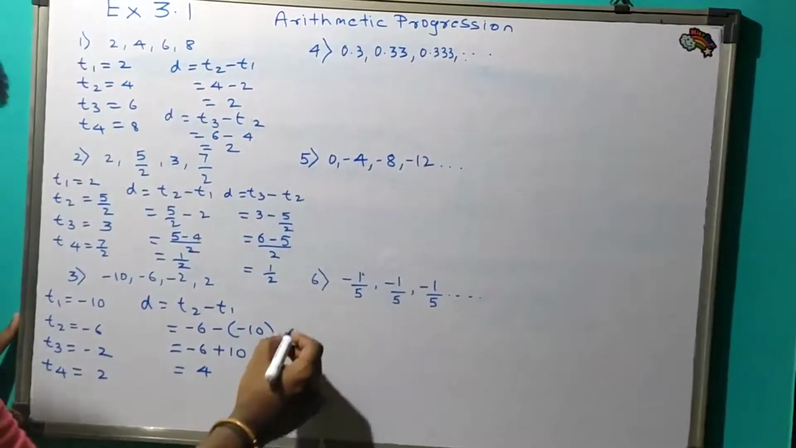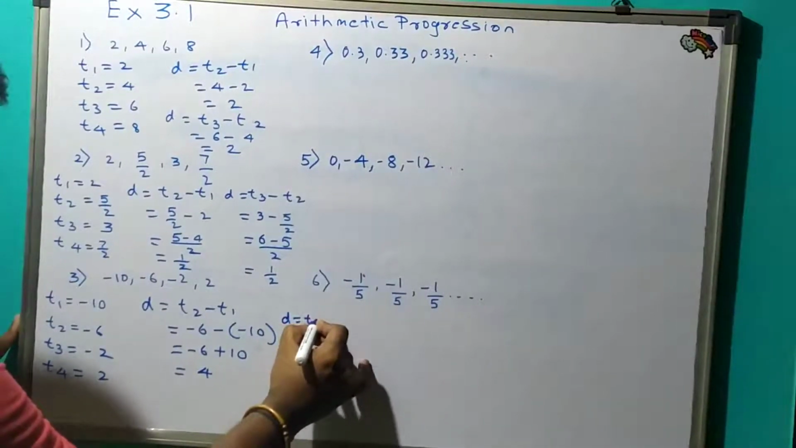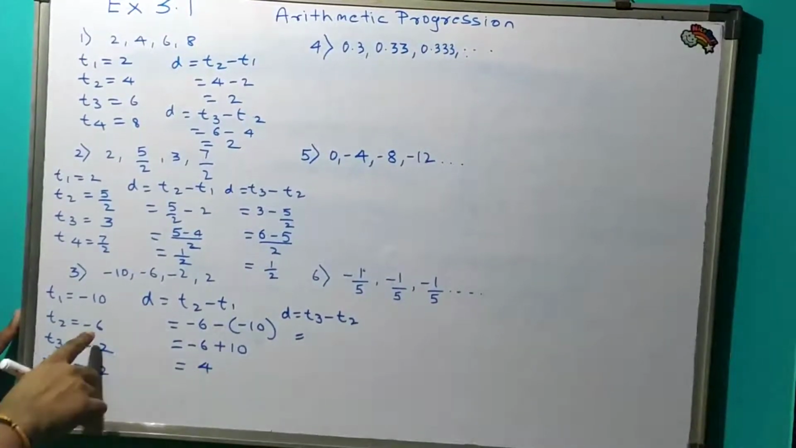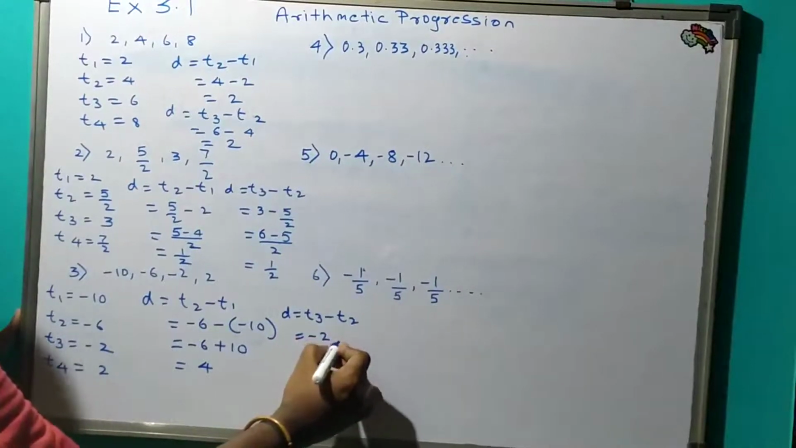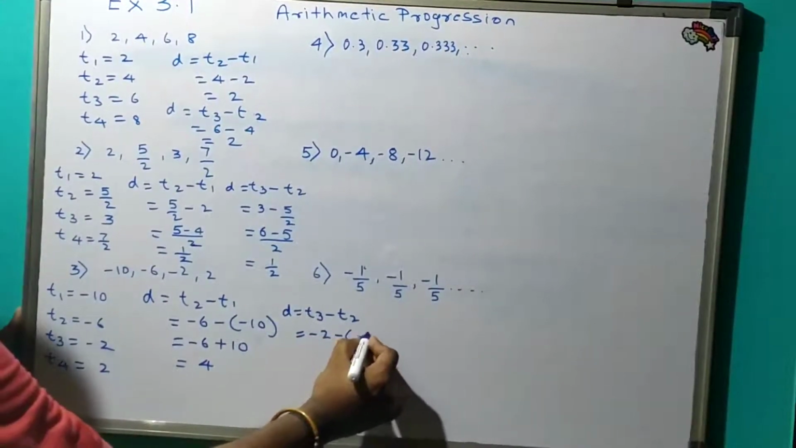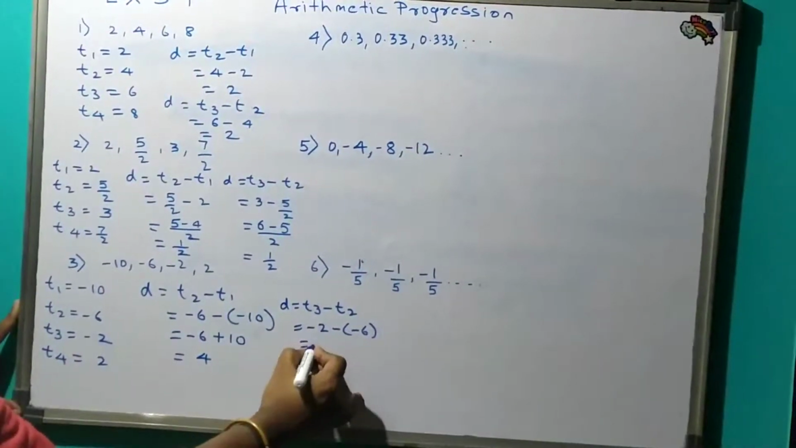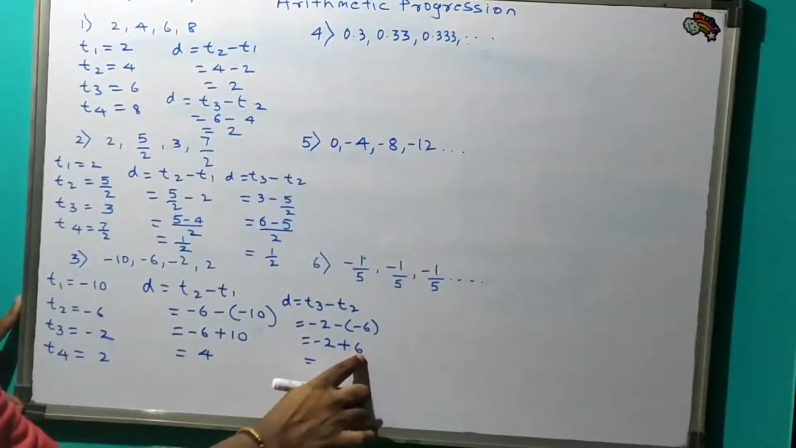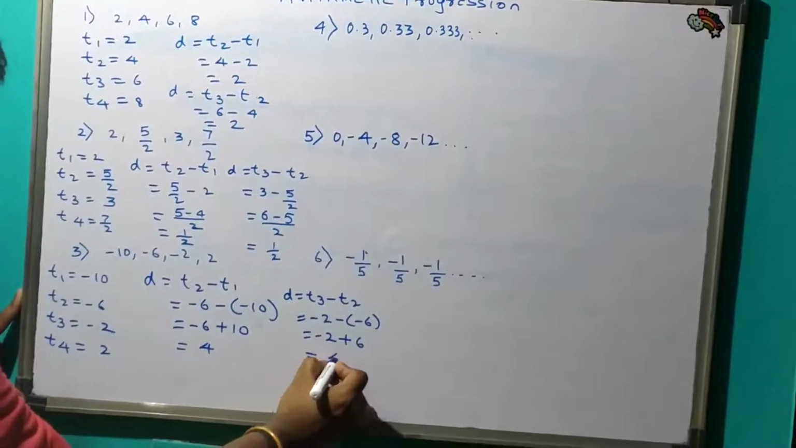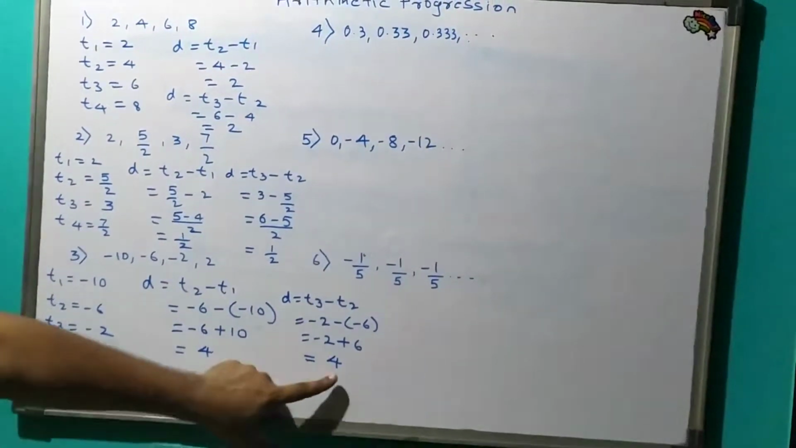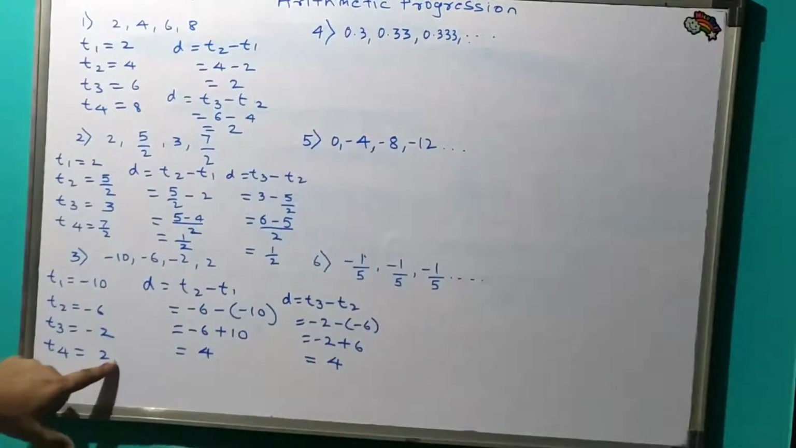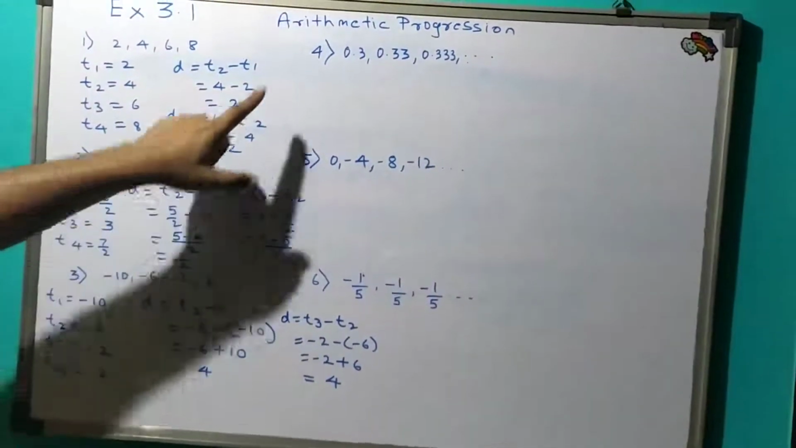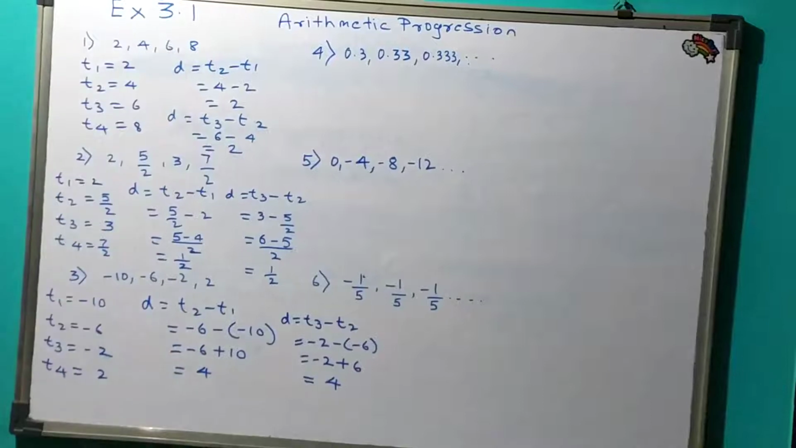Same thing for the next sum. D is equal to T3 minus T2. T3 is minus 2, minus 6. Minus 2 can be written as it is, and minus into minus will become plus 6. 6 minus 2 can be written over here as 4. Since this is also 4 and this is also 4, the third one will also be 4. You can do it over here extra. And you can see the first sum is in AP, the second sum is in AP, and the third sum is in AP. All the three sums are in AP.